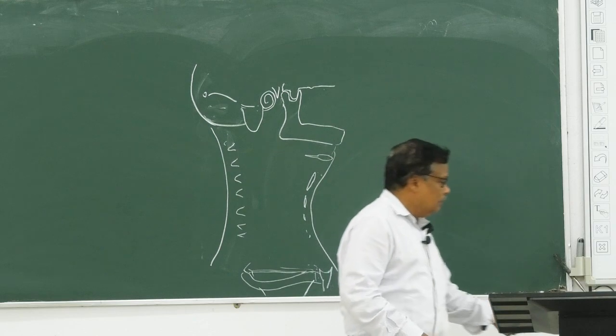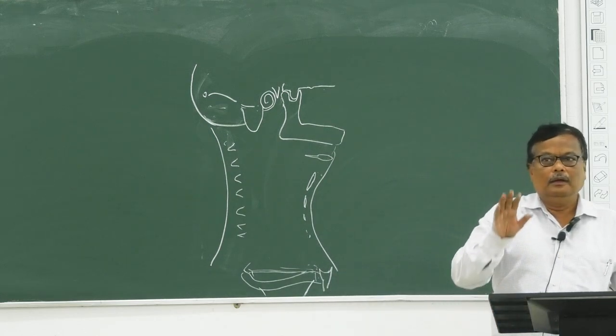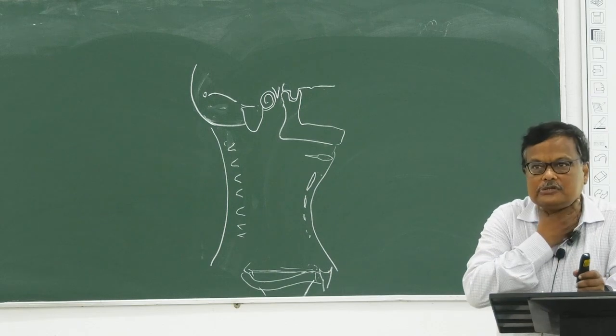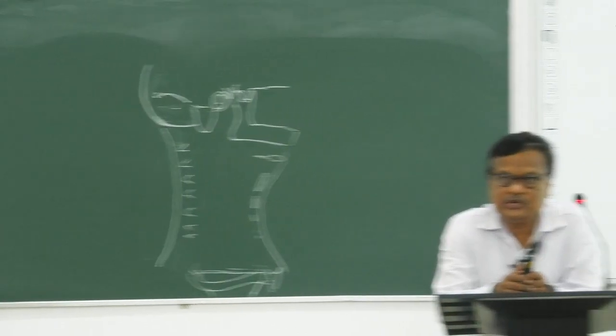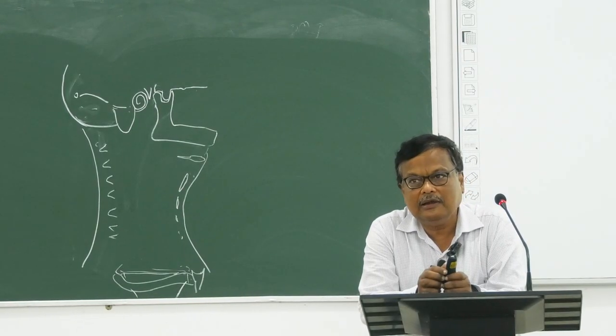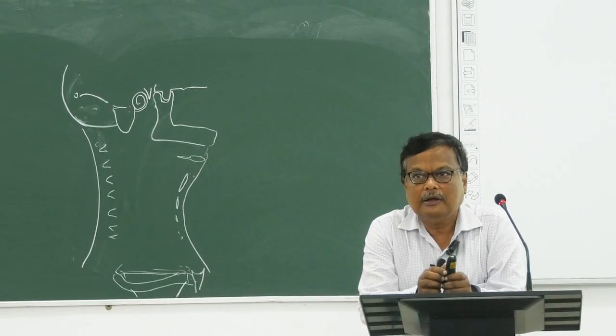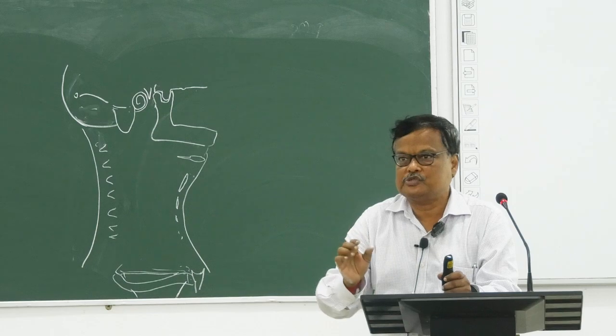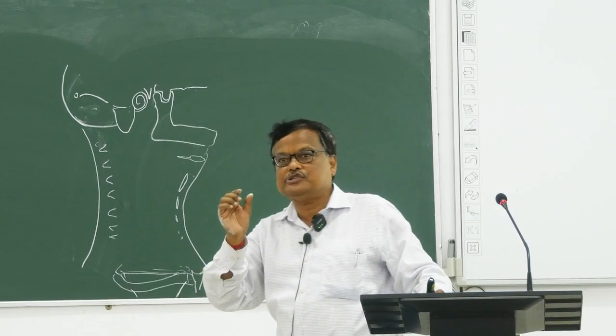Now, going back to my deep cervical fossa, it has got 3 layers. One is the investing layer of the deep cervical fossa. Number 2, pre-tracheal layer of the deep cervical fossa. Number 3, pre-vertebral layer of the deep cervical fossa. Plus, there are some derivatives, means some specialized part.